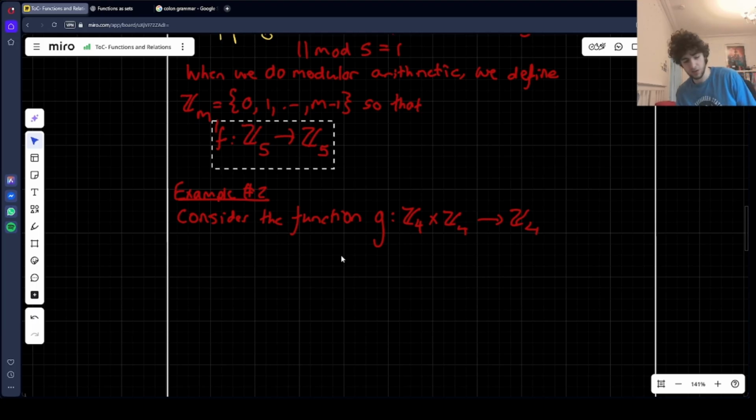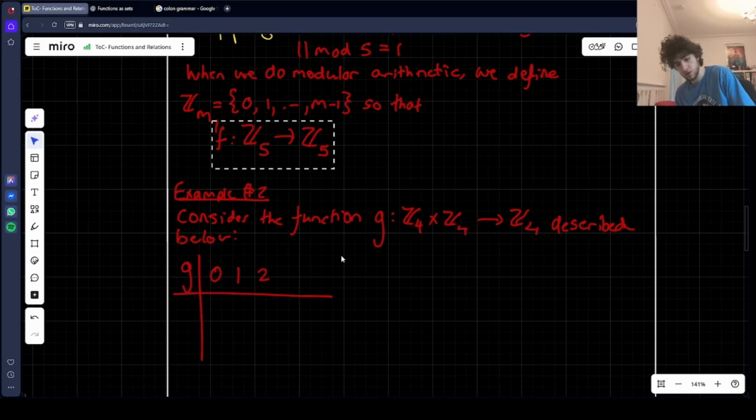And as we'll see, this is sort of a special type of addition. So consider the function described below. The way we could describe this function with a table is as follows. You have your g, and then you put 0, 1, 2, 3, since that is just Z4, which is just these elements. So our output values will be either 0, 1, 2, or 3, and our input will also be either 0, 1, 2, or 3. Okay, and then we write the table like this.